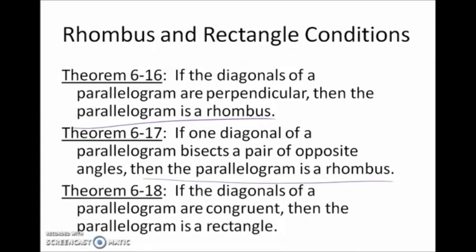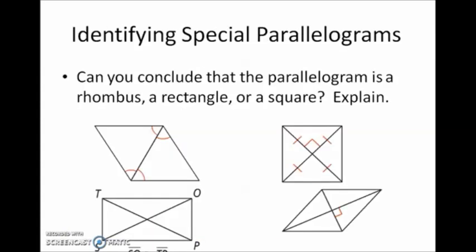And in terms of rectangles, if I'm given a parallelogram and I know the diagonals are congruent, I can 100% conclude that this parallelogram is a rectangle. All right, so I kind of like these. We're given special diagrams here, and we have to see how we can classify these parallelograms as specifically as possible. Well, this one relates directly to what we just discussed. If one diagonal bisects a pair of opposite angles, then we know it's a rhombus.